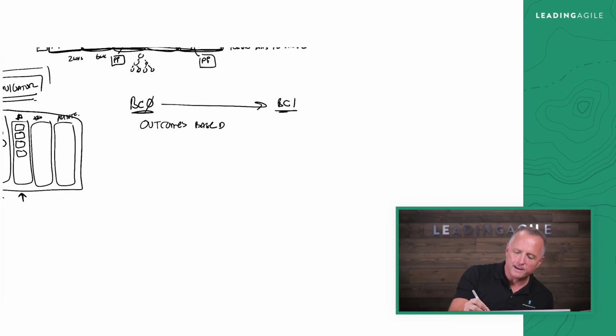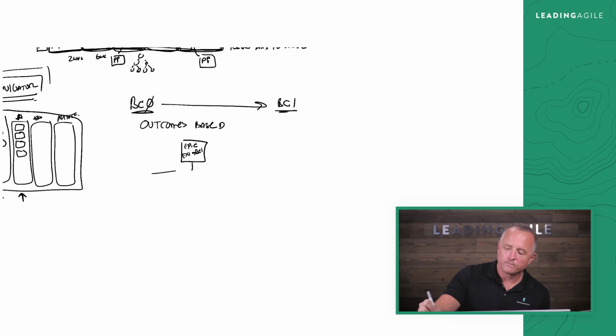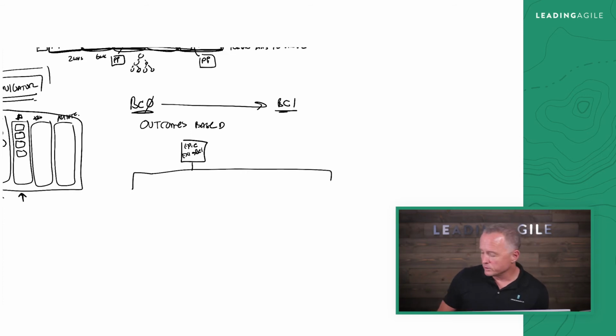Okay, so if you think about the epic, right? The epic is Expedition 1 to Base Camp 1. The features are the outcomes, okay? And so this is where I'm going to take my notes. 1, 2, 3, 4, 5, 6, 7, 8, 9, right? So I'm going to come up with 9. I'm going to put 9 features here.